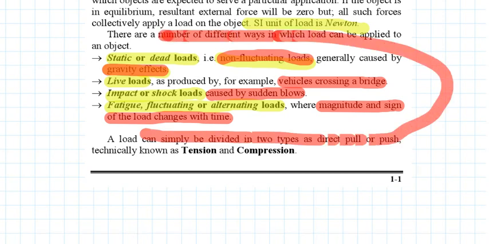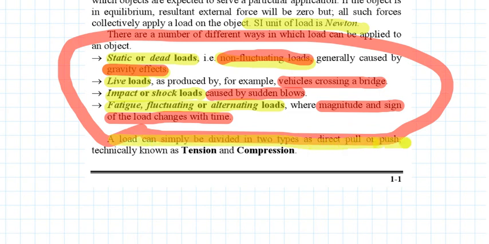A load can simply be divided into two types, because we can apply the load on any object by application of pull or push. We can pull the material and apply a load, and we can push the material and also apply the load. Suppose we have a piece of rubber, and we are pulling the rubber by holding it on two ends. So when we pull the rubber, it will expand.